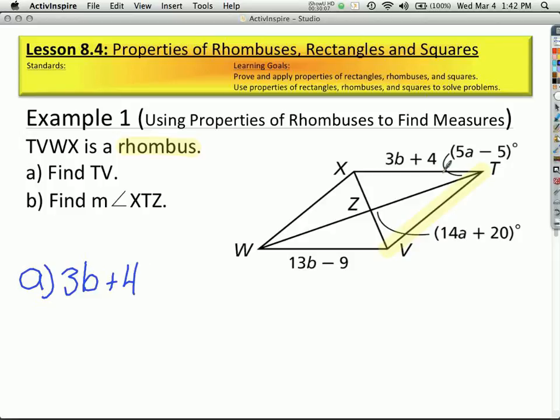If we set 3b plus 4 equal to 13b minus 9 and solve for b, we can then plug b back in and get that distance, either TX or VW. But he pointed out so astutely that TV is going to be the same distance because of the rhombus corollary. It says all the sides are the same distance. They're all congruent. So go ahead and find b. Give me a thumbs up when you've got it.